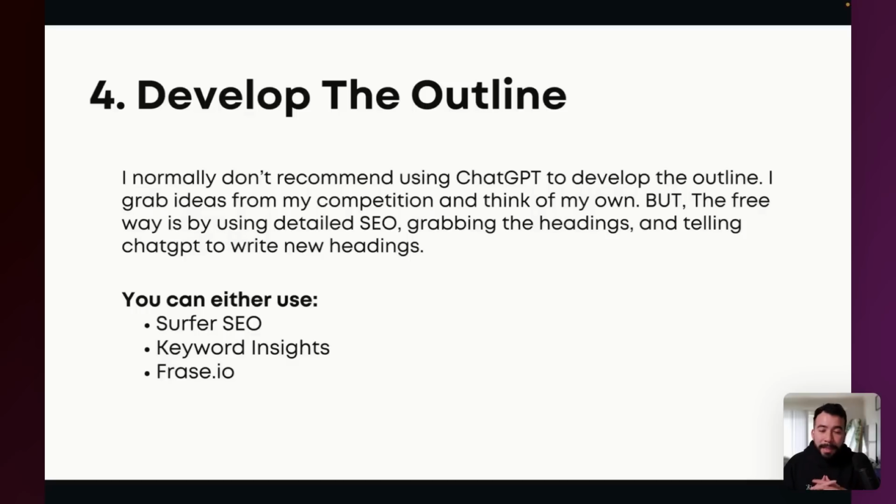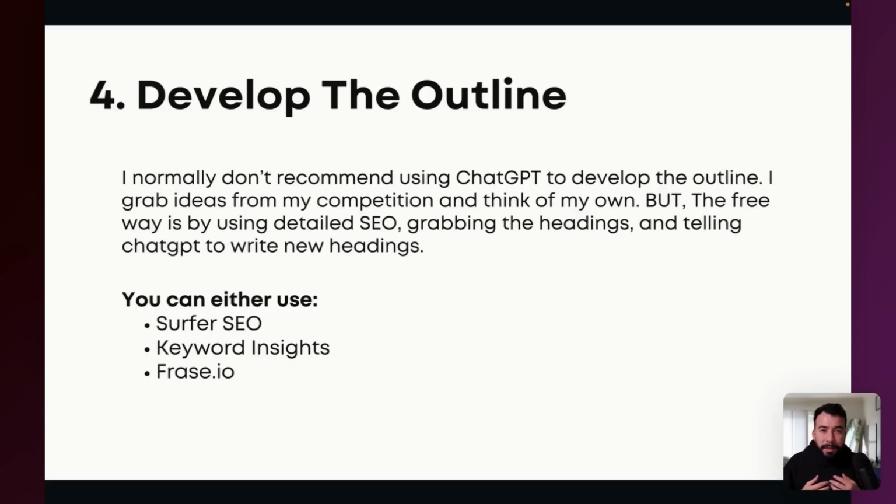So then we're going to jump into the actual meat of the content, and this is developing your outline. I normally don't recommend using ChatGPT to develop the outline, but I do like to grab ideas from my competition and think of my own. The free way is to use Detailed SEO, grab the headings, and tell ChatGPT to write new ones for you. While again, I don't really like this one, I normally grab ideas from Surfer SEO, and I sometimes use Detailed SEO to help me develop these ideas.